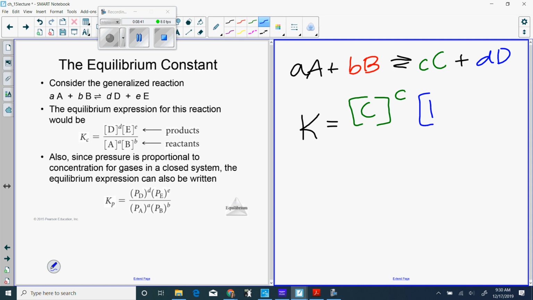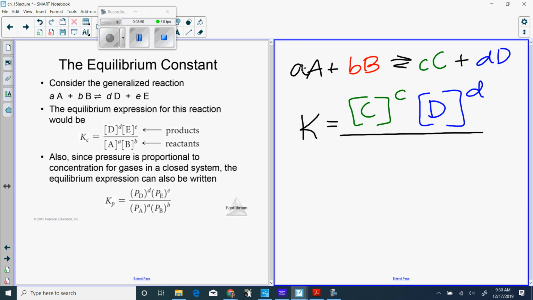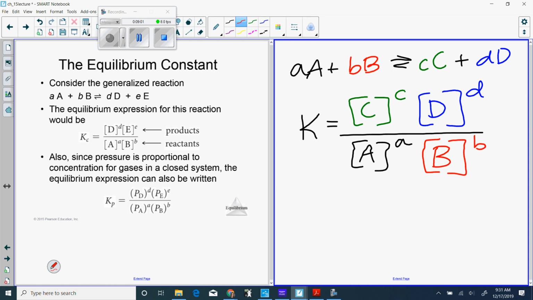Remember, brackets means concentration. So we're taking those molarities over the concentration of our reactants. Coefficients become exponents. That is called Kc, C for concentration. Same game.